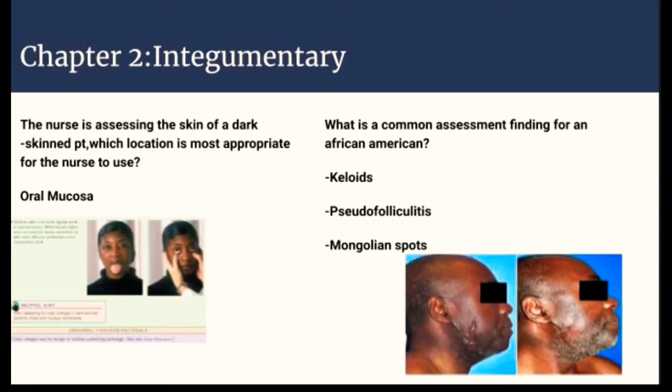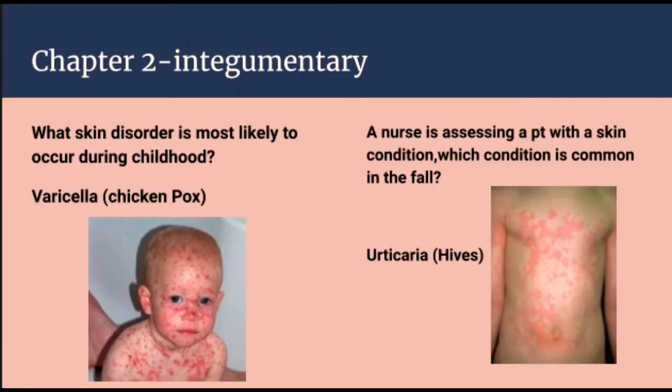Another question that might be spotted on the test would be, what is a common assessment finding for an African American? So for African Americans, in regards to skin assessment, we would be aware that they have keloids, Mongolian spots, etc. So that is definitely something to be aware of for this upcoming test. More questions. So, what skin disorder is most likely occurring during childhood? The question might say something like varicella. It might not directly say chickenpox, but if you know that varicella is chickenpox, that would probably be the answer for you.